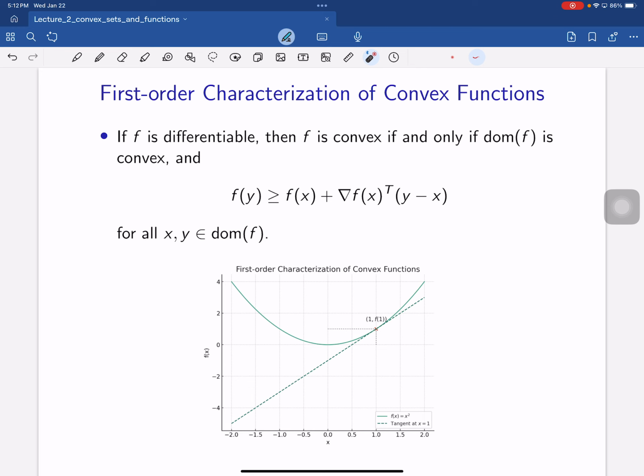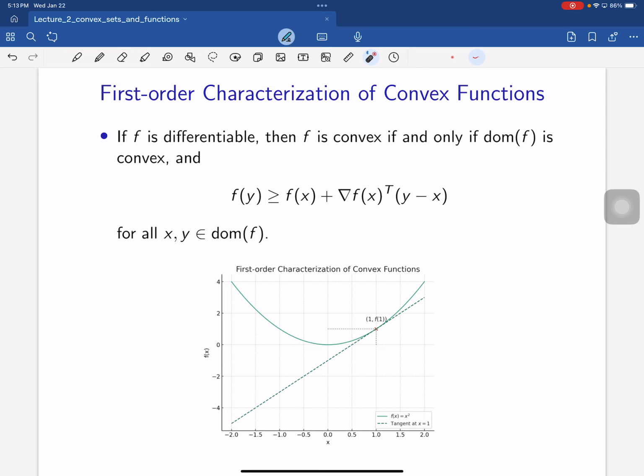So the first property is using the first order information. As long as it satisfies this first order property, we know that the function is convex. And then the second property is using the Hessian information. As long as it satisfies that property, you know the function is convex, right? So in other words, we are giving you 3 different tools to validate that a function is convex.